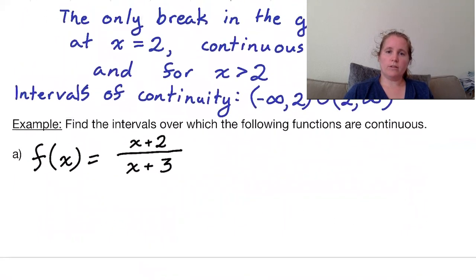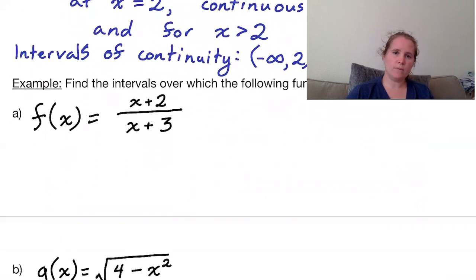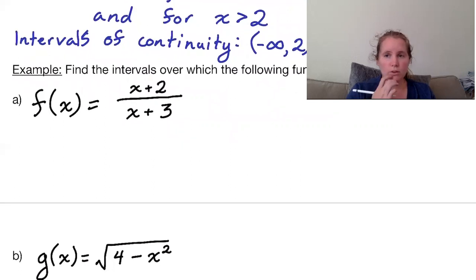So now we have a series of functions. Our job is to find the intervals over which the following functions are continuous. So for a rational function, the only place where a rational function has a break or is undefined is when the denominator equals 0.